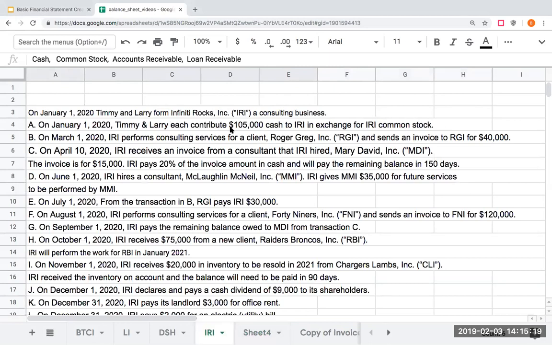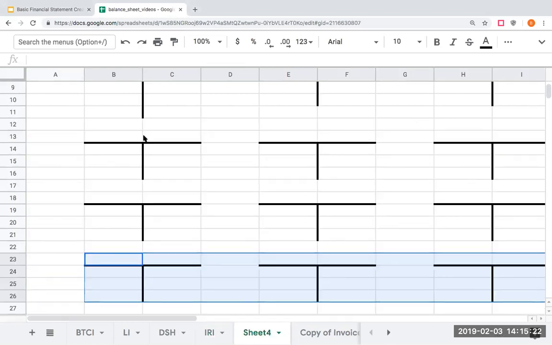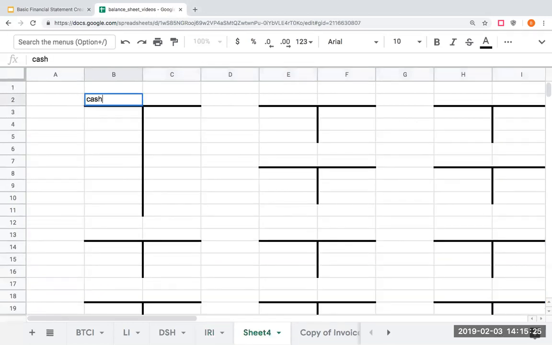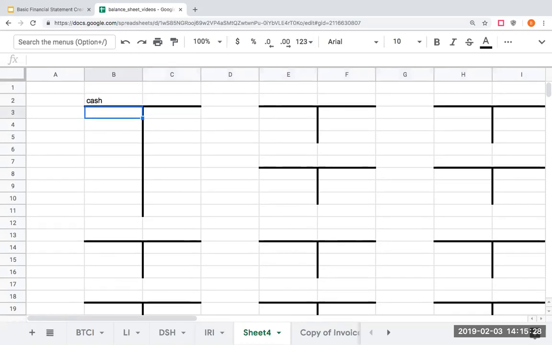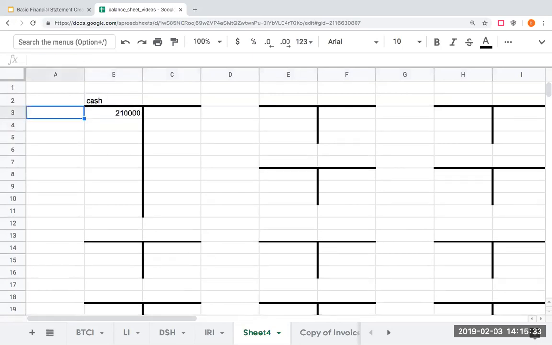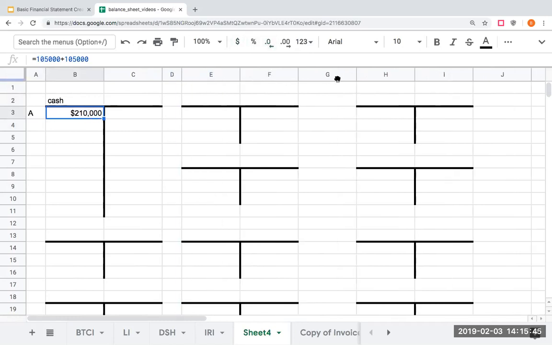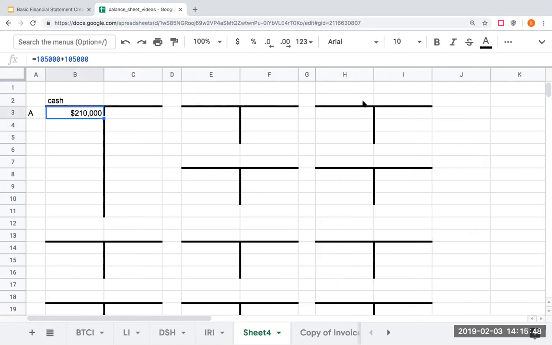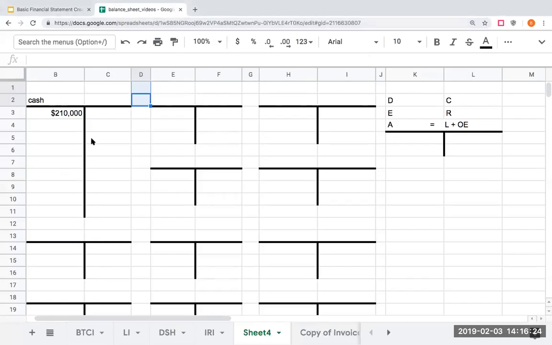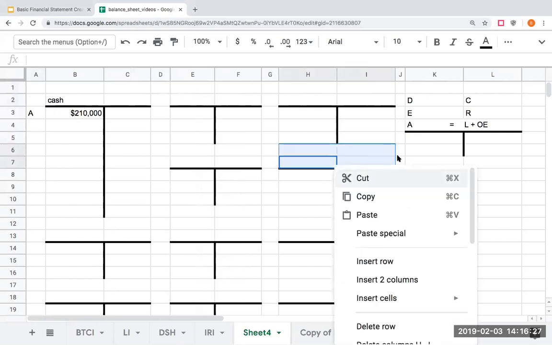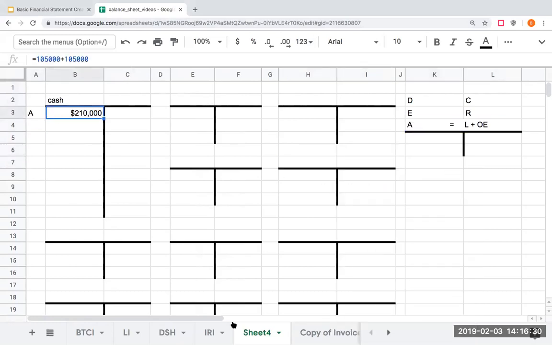So Timmy and Larry are each contributing $105,000 cash. So let's go up here to cash. I'm getting $105,000 from Timmy, and then $105,000 from Larry. And this part right here I'm showing as cash. And again, when we look at our T theory of accounting, what exactly is our T theory of accounting? So our T theory of accounting is that when I have cash or if I'm increasing cash, I'm going to do so with a debit.